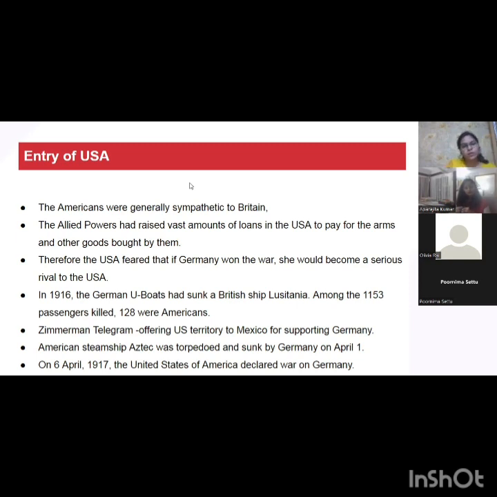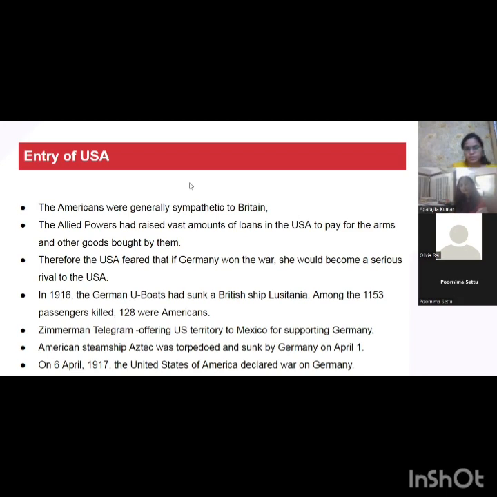After this, one more immediate trigger for American entry was that the American steamship Aztec was torpedoed, completely sunk and destroyed by a German U-boat on 1st April 1917. And immediately 5 days later, President Woodrow Wilson conducted a voting in the parliament, and ultimately the decision was taken that America is entering into war. On 6th of April 1917, America declared war on Germany. So this is the way America entered into World War I.